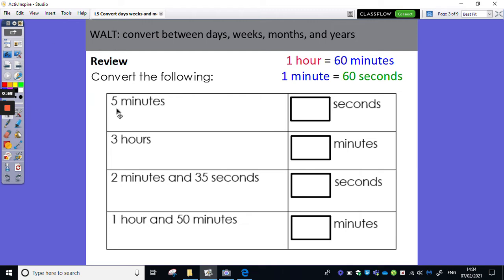So you can see some times on this side here and then look at what you're converting to. For the first one, 5 minutes, how many seconds is that? 3 hours, how many minutes, and so on. So pause the video, write down your answers and come back when you're ready to review.